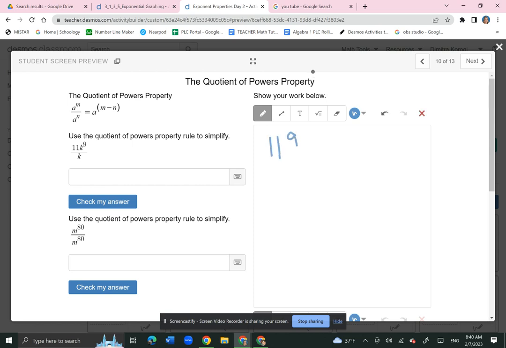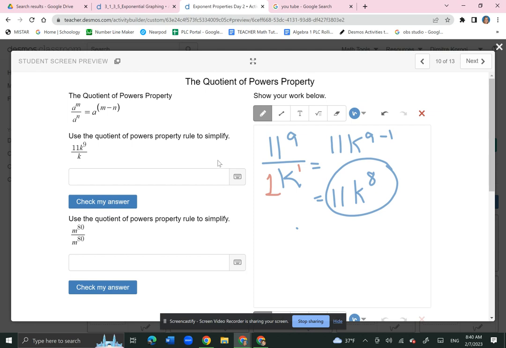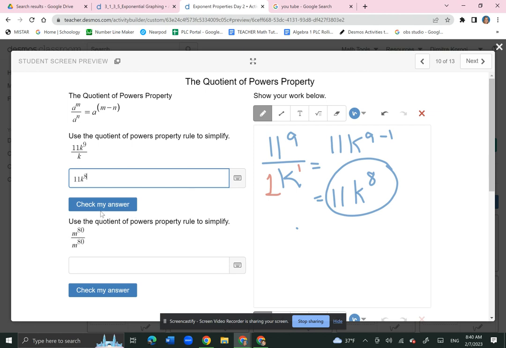So 11 times k raised to the power of 9 divided by k. Okay, if I have these understood 1s in front of the k, and the understood 1 as the exponent, I do my numbers first. I'm not going to reteach what your second grade teacher taught you. 11 divided by 1 is still 11. And then k raised to the power of 9 minus 1. So 11 times k raised to the power of 8. You need to be writing these down as well. So 11 times k raised to the power of 8.